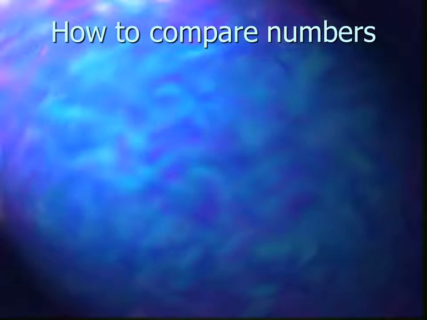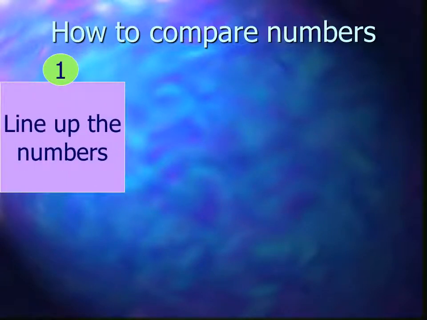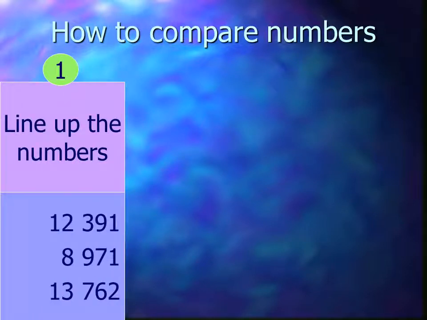How do we compare numbers? Number 1. First, you need to line up the numbers. Once you have the numbers lined up along the right-hand edge, on the ones place, it will be easy to compare all of the numbers.